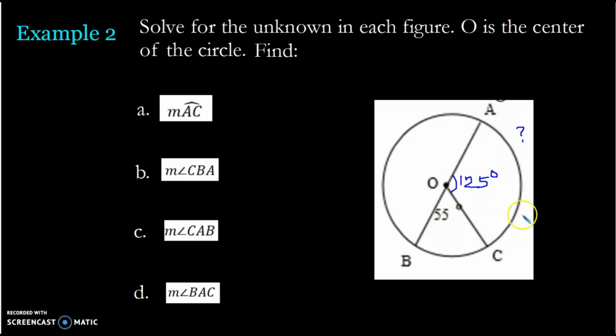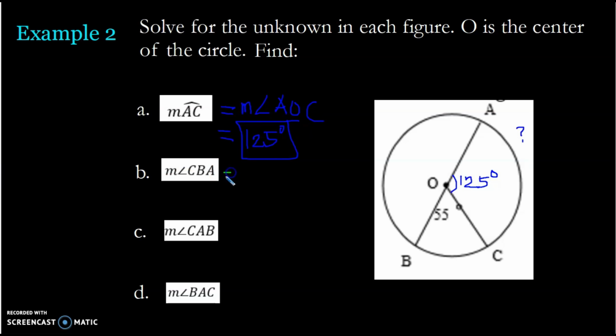And intercepted arc si AC. Intercepted arc siya ng AOC. AOC is our central angle. So they are equal. So, since AOC is 125, then the measure of arc AC is also 125. There you have it.